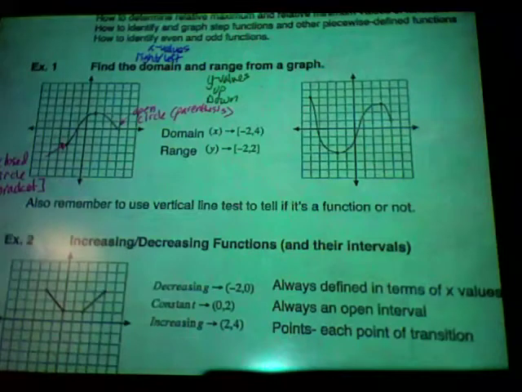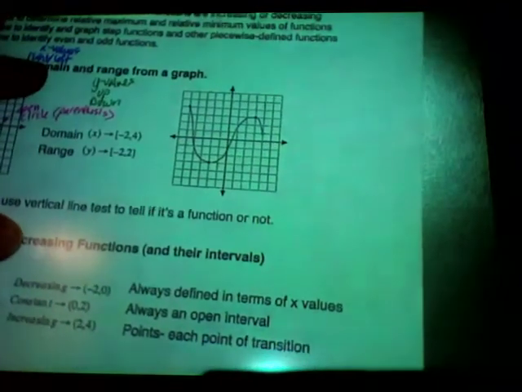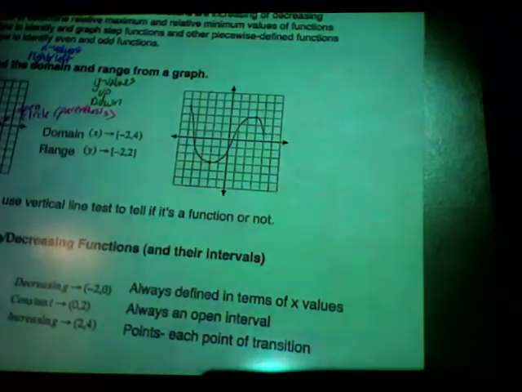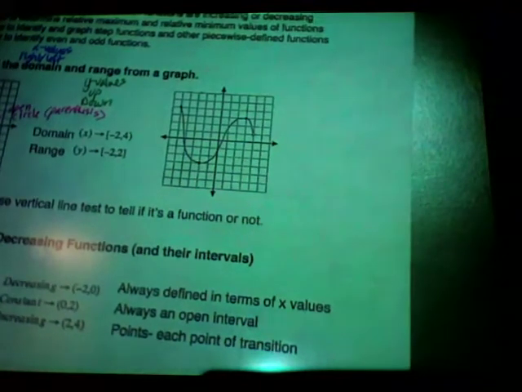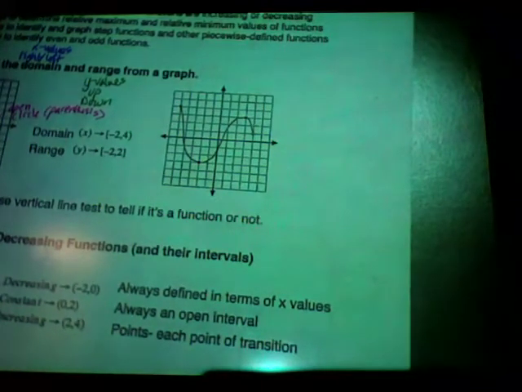Because this is not a continuous function. It stops. All right, so you look at the next one. I want you to write what you think the domain and range are for this graph right there. Use interval notation.